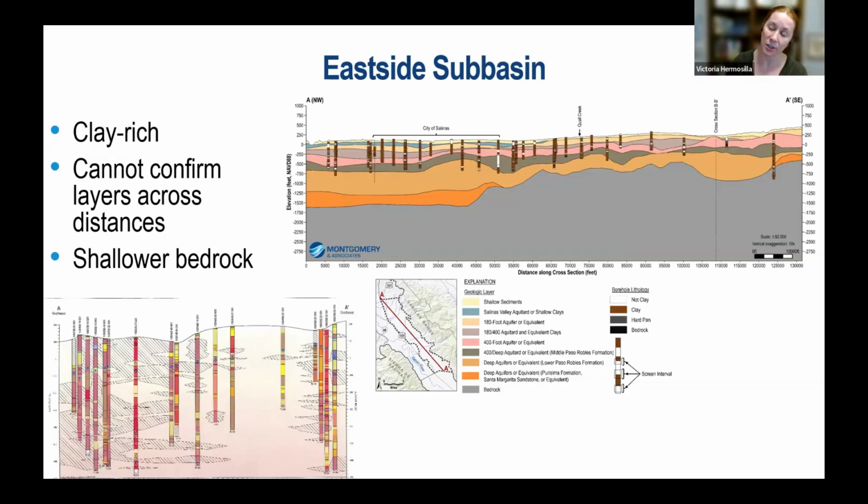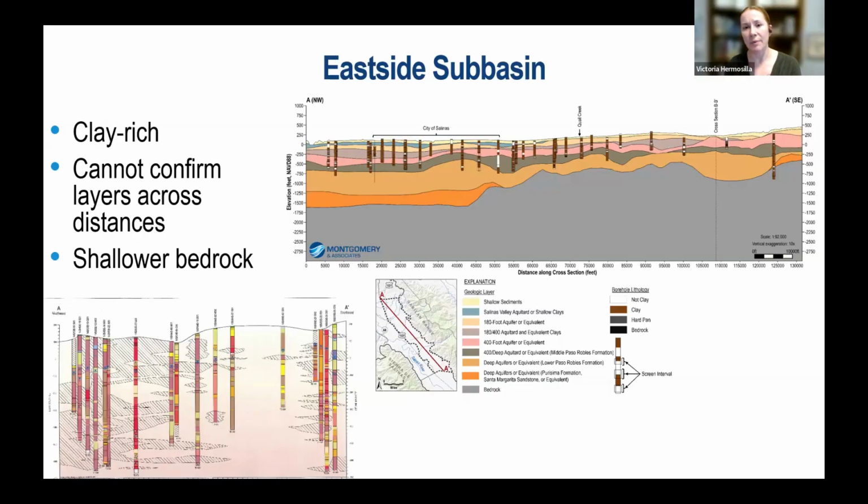So I have the cross section that was included in the GSP on the bottom right, and this shows the wells and the different lithology descriptions that were made to help construct this cross section, and you can see how discontinuous it is in the subsurface. Even though the cross section on the top of the screen shows these nice continuous layers, again, this is just to show how we do our best to understand the subsurface and build out groundwater flow model layers. But really think of the East Side Subbasin as having a lot of discontinuous lenses of sands and clays, being more clay rich than a lot of the rest of the basin.